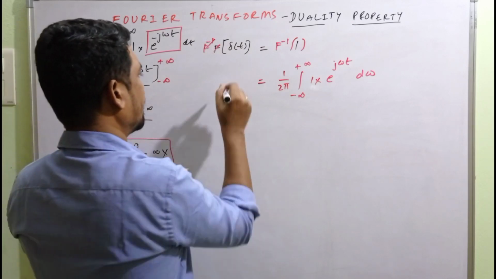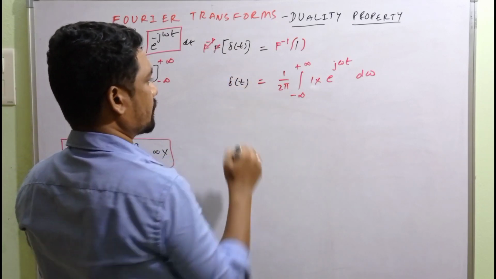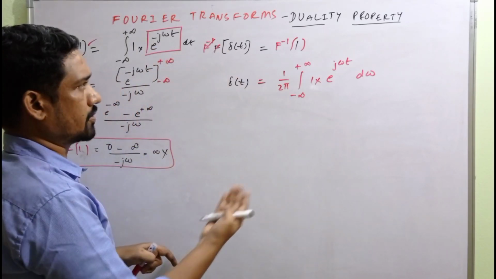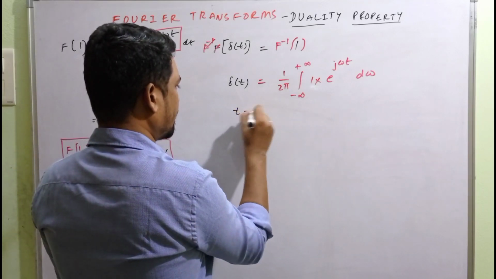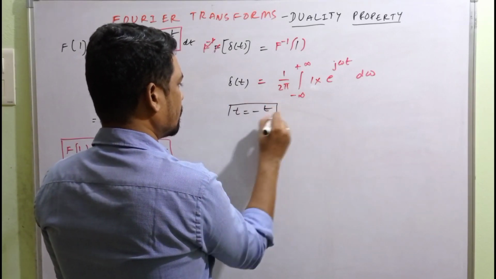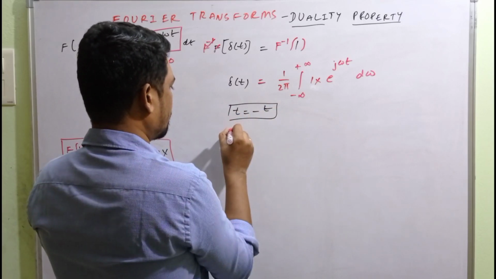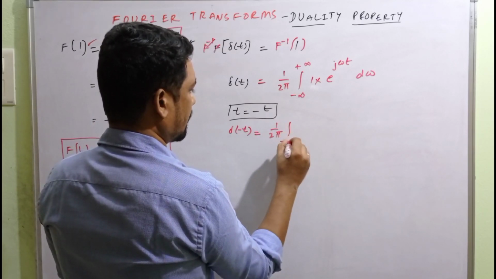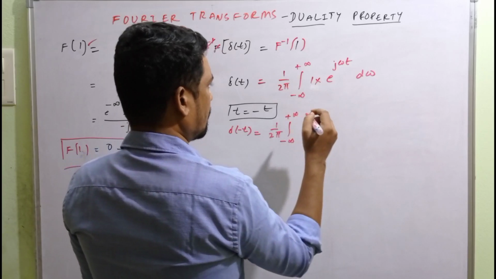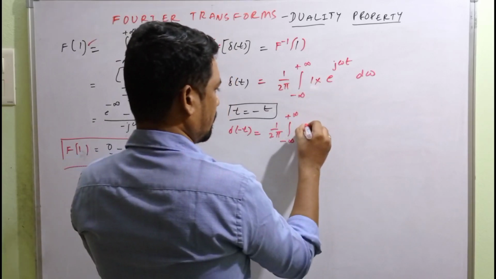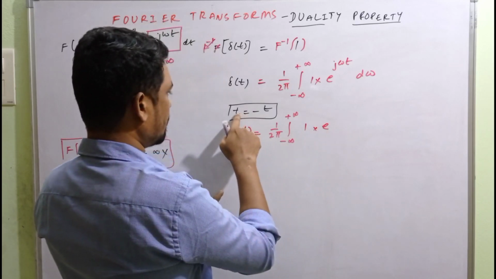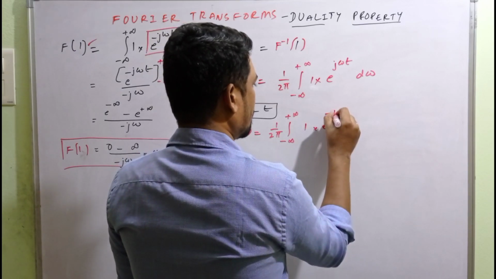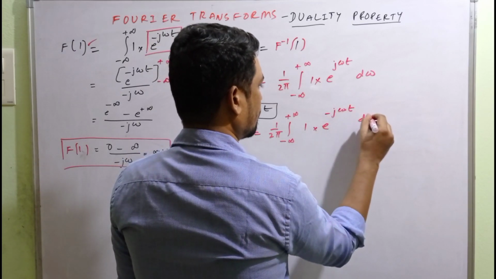On this side, what do we have? It's a delta impulse function, right? So now in this case, the same procedure which we evaluated for the duality property, t equal to minus t throughout the entire expression. So that gives us delta of minus t is equal to 1 by 2 pi integral negative infinity to positive infinity, 1 into e raised to minus j omega t d omega.